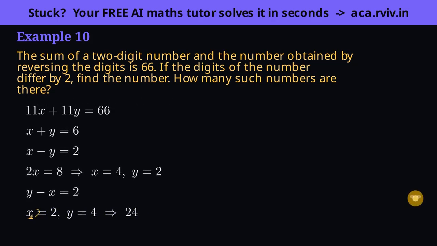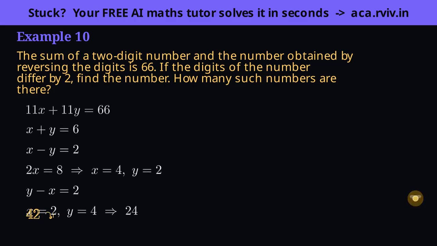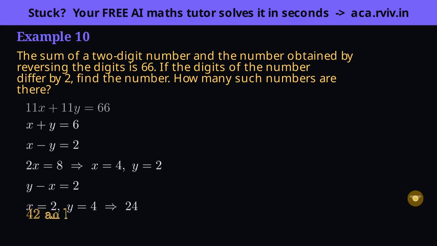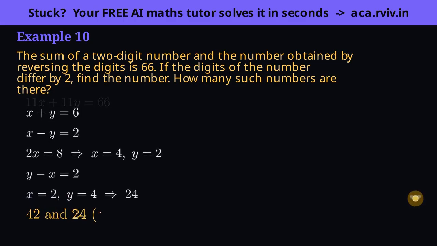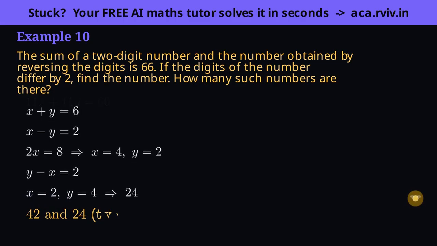Insight: the phrase "differ by 2" quietly hides two possibilities, and a careful solver checks both instead of stopping at the first. That's why the question asks, how many such numbers? The answer is 2, 42 and 24. Quick check. 42 plus 24 is 66, and each has digits differing by 2. Both pass.